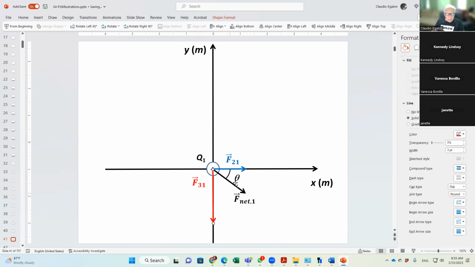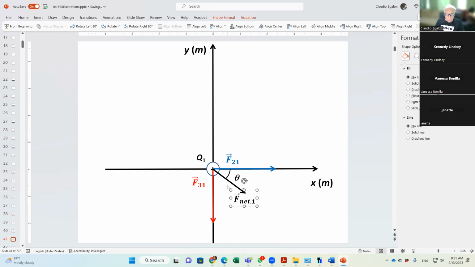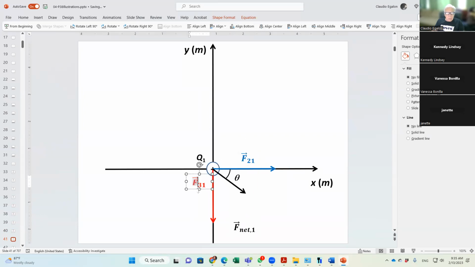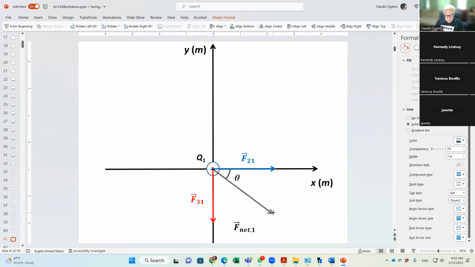I'm going to make those axes a little bit longer, right? So you can start visualizing F21. Remember, this is my free body diagram. It's going to be something like that. Let's see if I can get it. Here you go. Get this guy right in here.